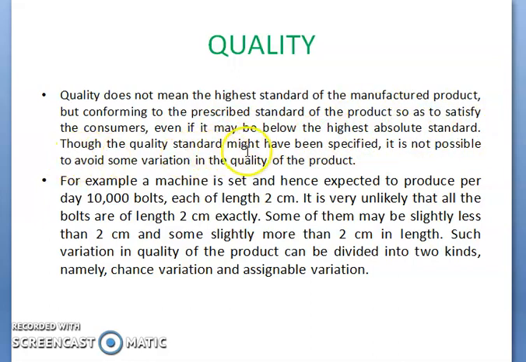Though the quality standard might have been specified, it is not possible to avoid some variation in the quality of the product. For example, a machine is said and hence expected to produce per day 10,000 bolts, each of length 2 cm. It is very unlikely that all the bolts are of length 2 cm exactly. Some of them may be slightly less than 2 cm and some slightly more than 2 cm in length. Such variation in quality of the product can be divided into two kinds, namely chance variation and assignable variation.